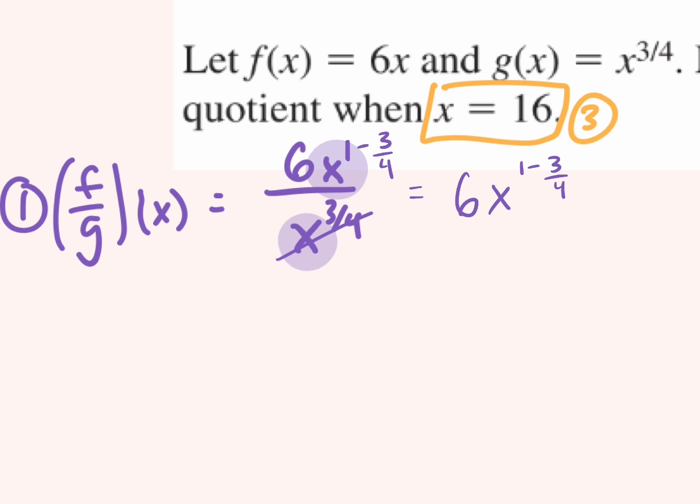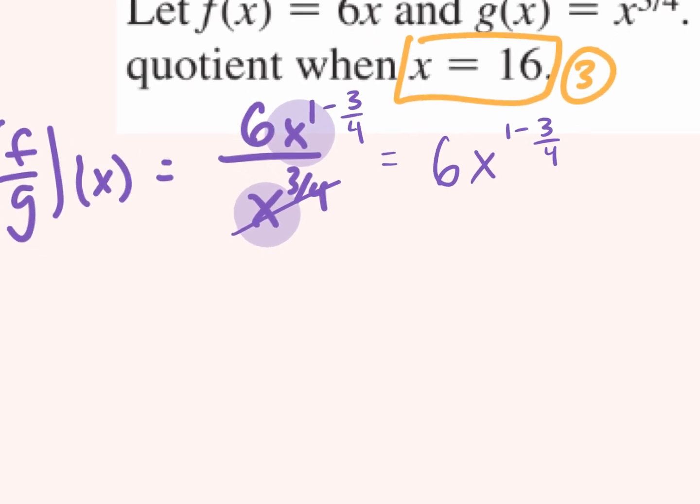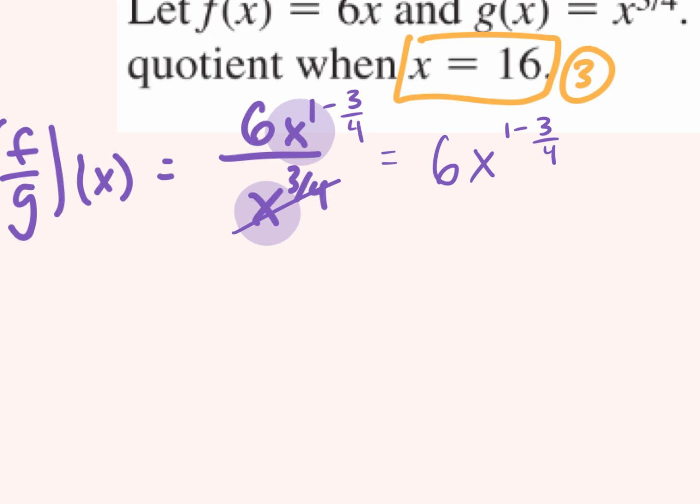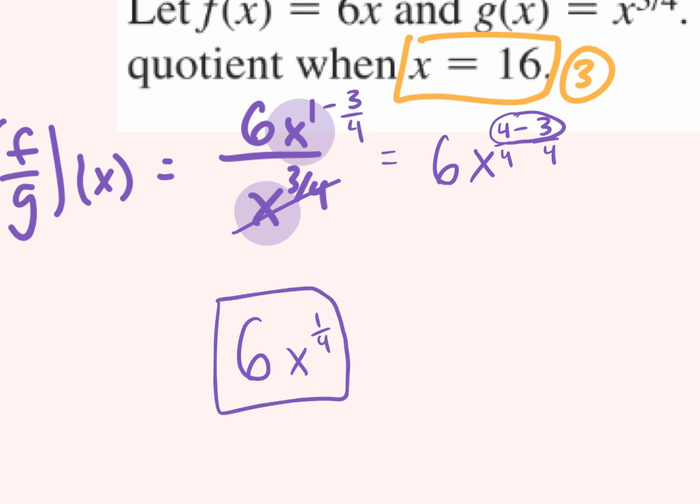How do I subtract with fractions? Multiply the 4 to 1, so I can change 1 to be 4/4. We need a common denominator, so that's why I changed it. And then we just subtract the numerators. So this would be 6x to what power? To the 1/4 power. So this would be our answer to question number 1. When we divide it, we get 6x to the 1/4 power.